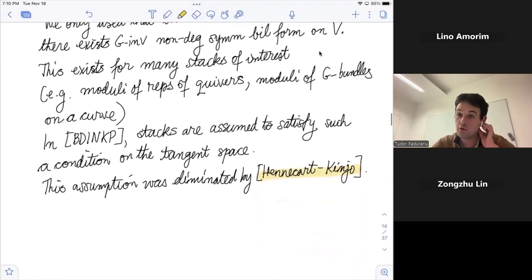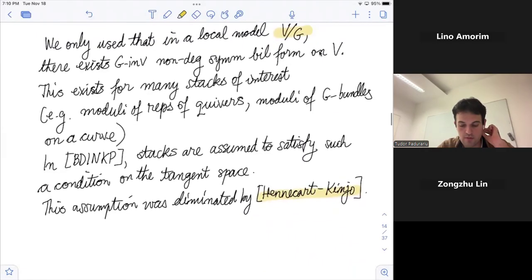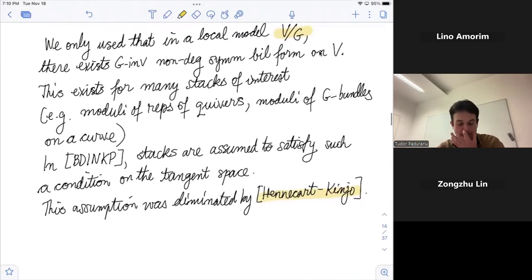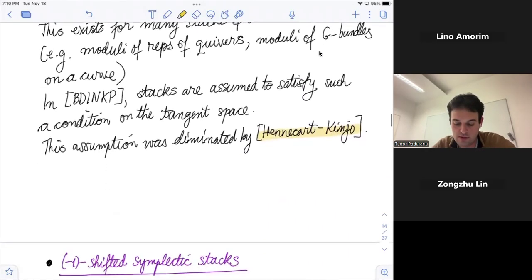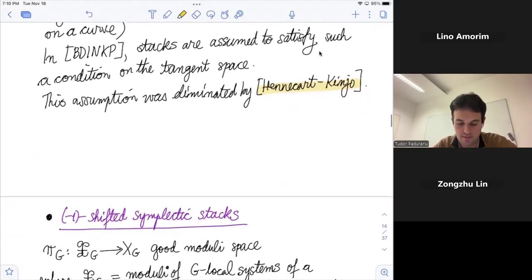So in particular, we also give a new proof of the Davison and Meinhardt theorem. But again, the feature is that it applies to more general spaces. And also we allow more general groups in these arguments.